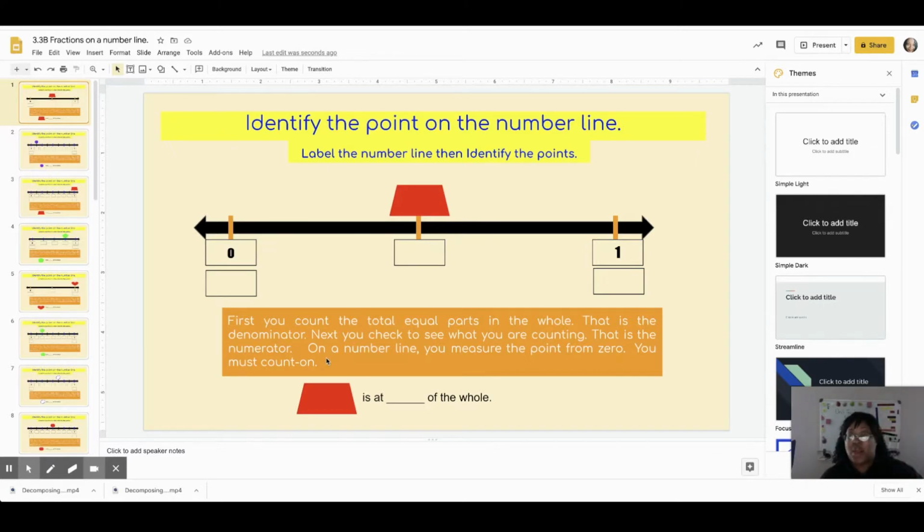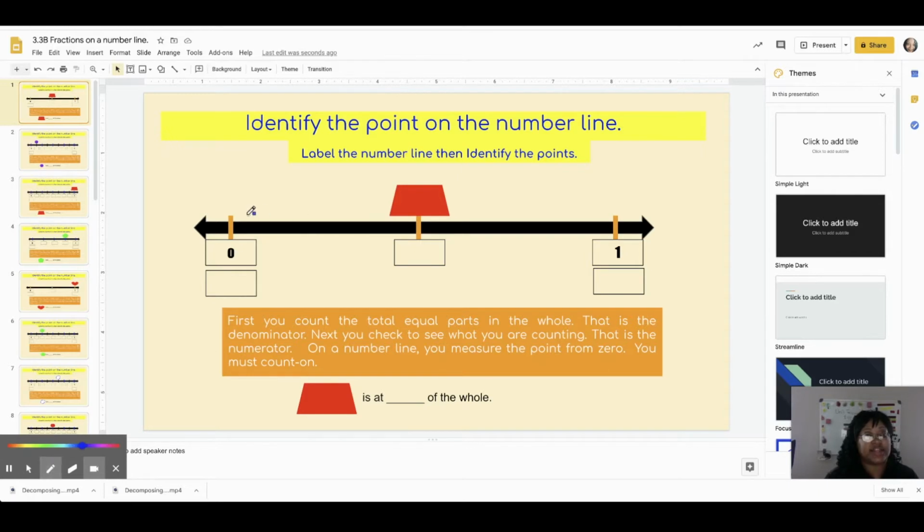Miss Woods here. We are going to be learning how to count equal parts on a number line. So, fractions on a number line. If there is a point that's less than a whole, it's a fractional amount. So, we have to figure out what the fraction is. And as you know, fractions have a numerator and a denominator. Now, the denominator tells us the total equal parts in the whole. So that's always the number that we count first. So we have to see what the total equal parts are.